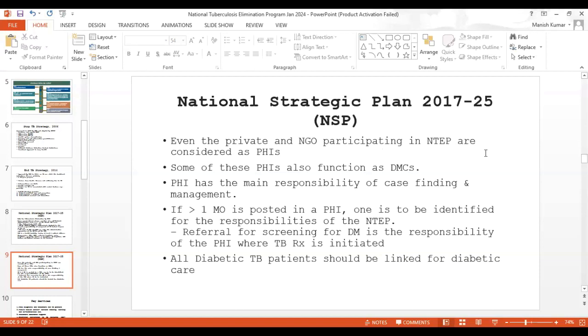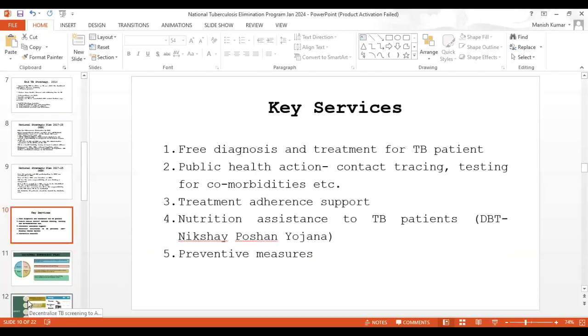Screening for diabetes mellitus will be the responsibility of the peripheral health institute, where TB diagnosis is initiated. If any patient has diabetes along with TB, they have to be linked with diabetes mellitus care. The key services identified are pre-diagnostic and treatment services for TB patients. The public health actions identified include contact tracing. I'm not going to talk about that; we have already discussed multiple times what contact tracing is.